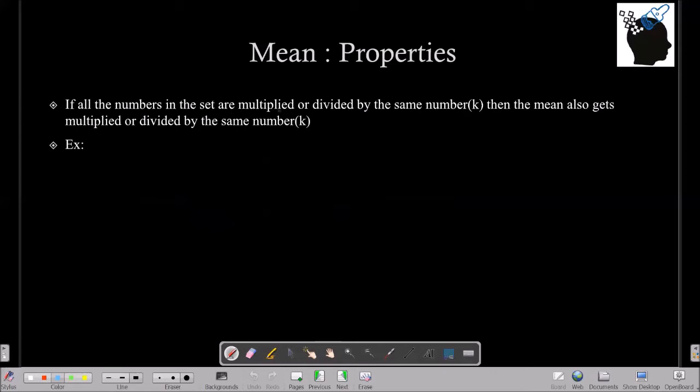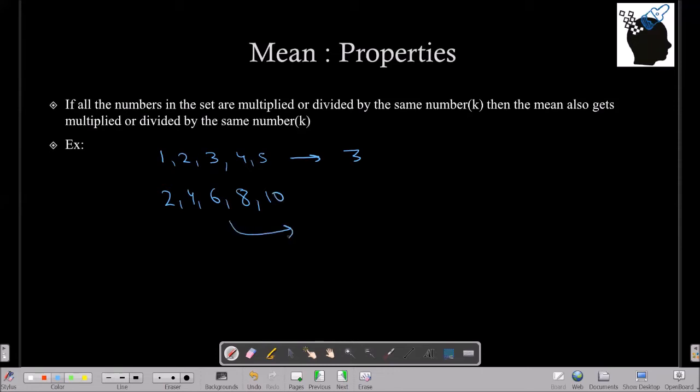So if all the numbers in the set are multiplied or divided by the same number, then the mean also gets multiplied or divided by the same number. Let's take an example. Let's take the same set, 1, 2, 3, 4, 5. We know the mean is 3. Now let's multiply all the numbers by 2. So the new set becomes 2, 4, 6, 8, 10.